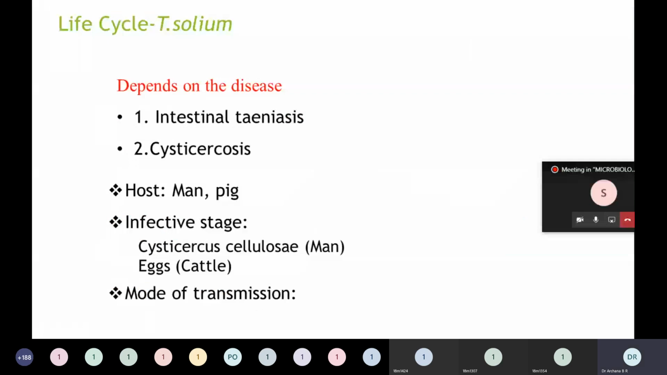Coming to the life cycle of Taenia solium. The host is man and also the pigs. The infective stage is Cysticercus cellulosae in man, and eggs in the pigs. And it causes intestinal taeniasis and cysticercosis.